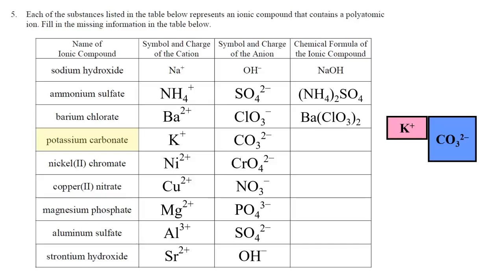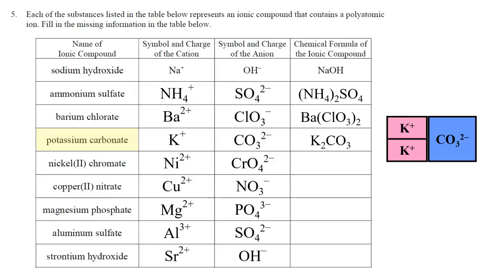And I will have to add another potassium ion to balance the charge, but potassium is not a polyatomic ion. So I can just put a 2 after the K symbol. I don't need to wrap parentheses around the K because that's a monoatomic ion. So K2CO3 is the correct chemical formula for potassium carbonate, and it represents the fact that I need 2 potassium ions for every 1 carbonate ion in order to balance the charges on the ions and give me an overall charge of 0.